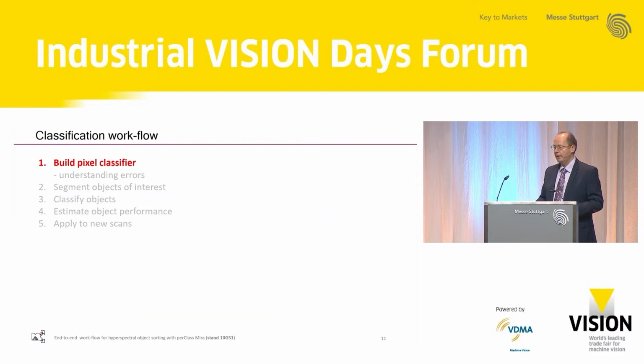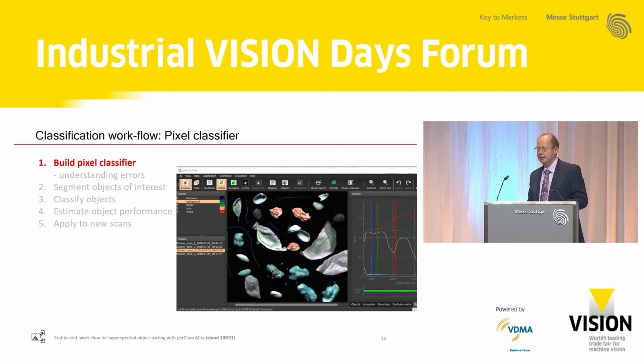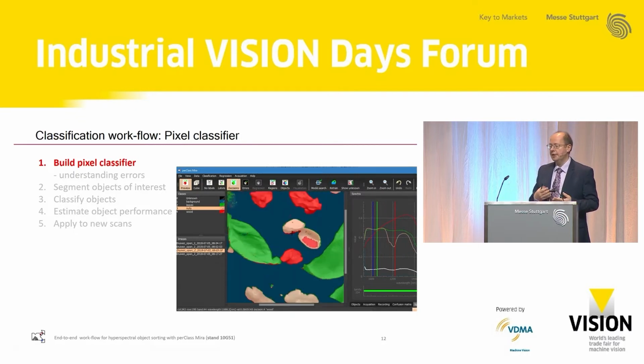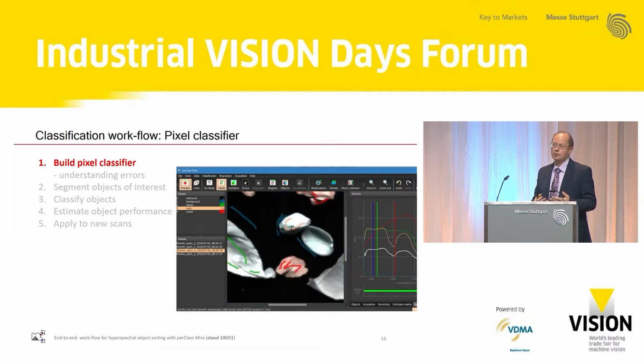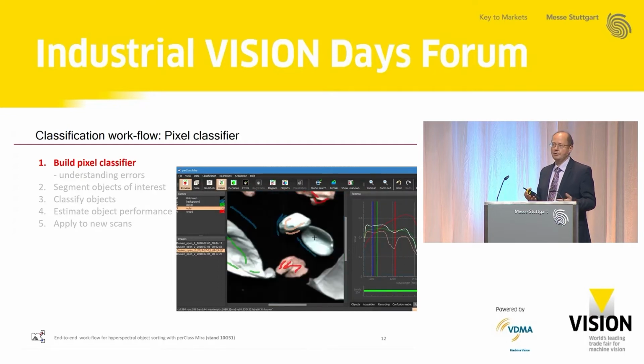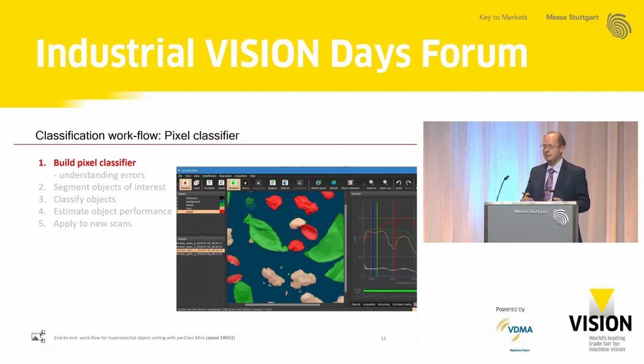What is the workflow? The first step would be that you want to build a pixel classifier, and in perClass Mira, this means that you basically define your classes and you are free to annotate your samples, provide basically labeled examples that you are interested in. The software is automatically building models for you, and you can refine your solution gradually. So you can improve the labeling, get the updated models. You are completely free to define your classes as spanning multiple materials based on the logic of your application. It's not like one class is one material.